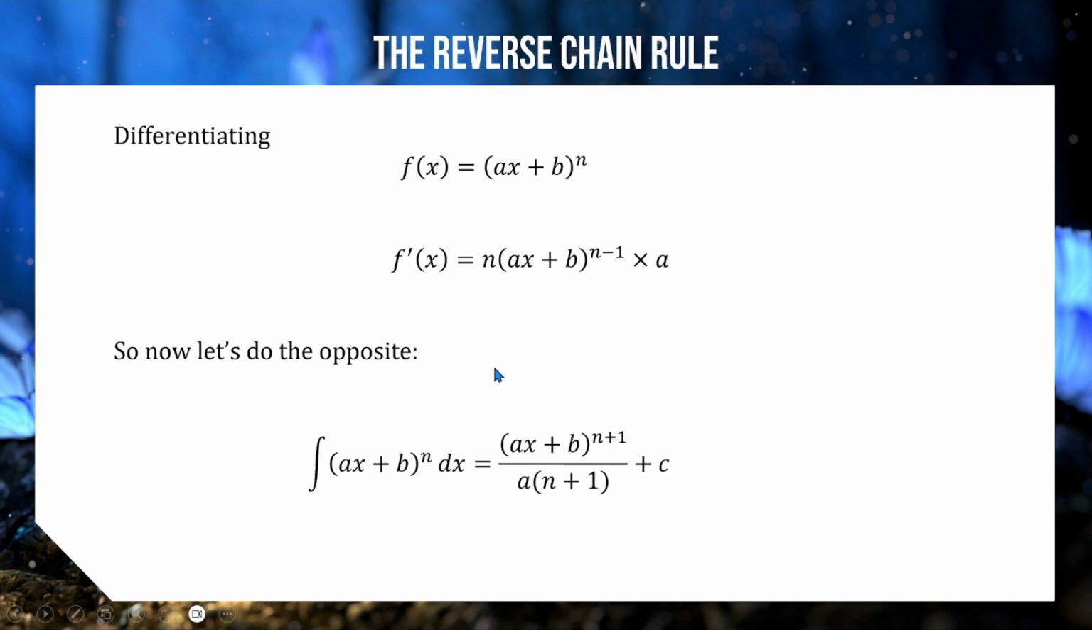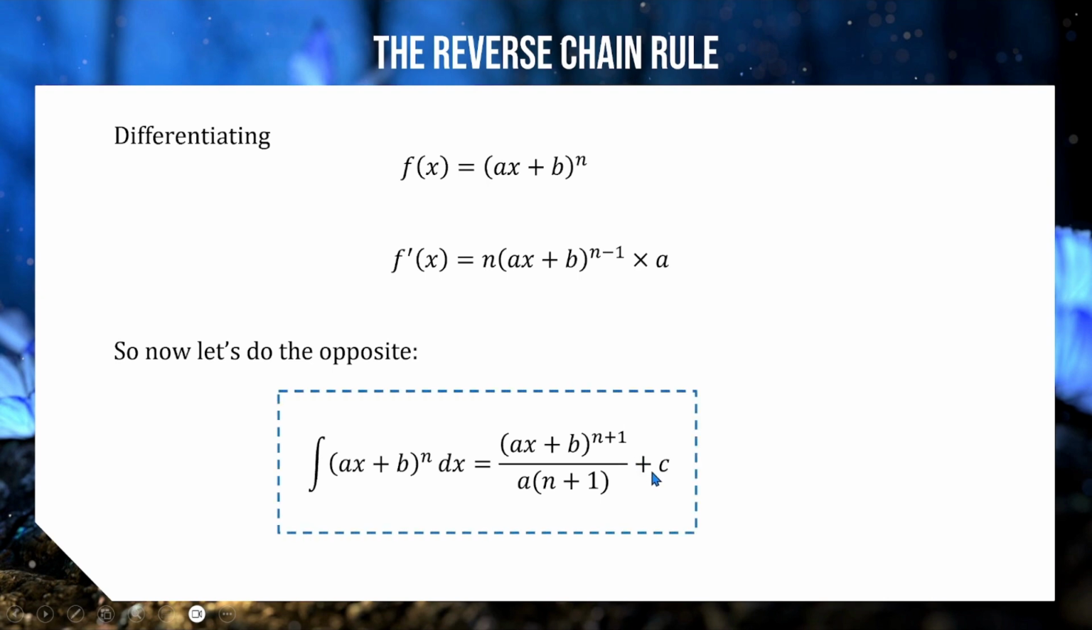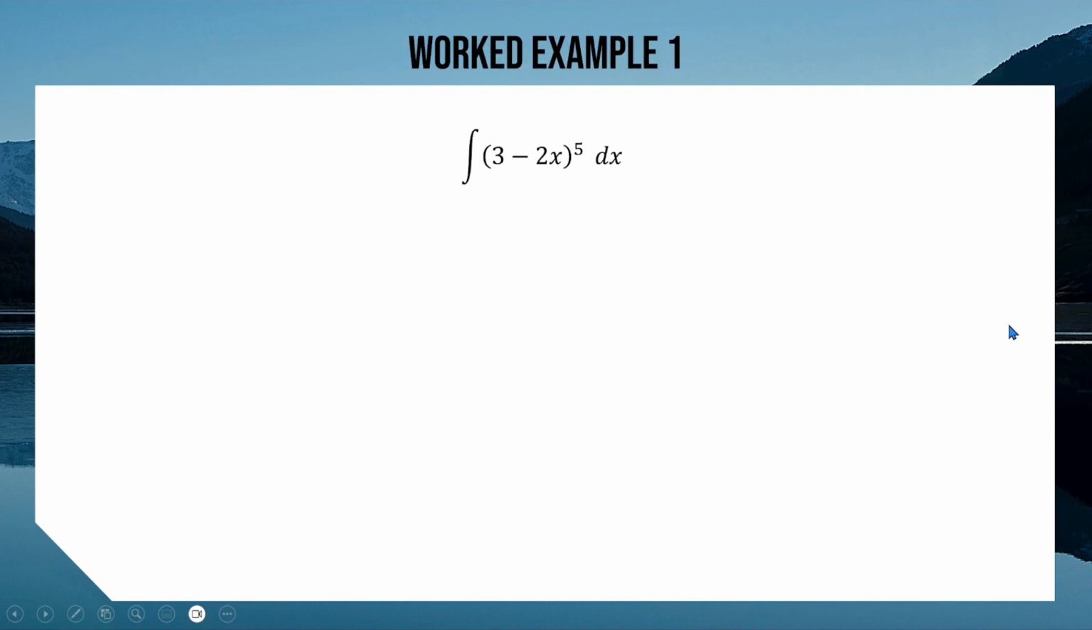So instead, we are going to raise the power by 1. We are going to divide by the new power, like we've been doing all video. And now instead of multiplying by the derivative, which is a, we are going to divide by the derivative, which is a. That's why a is on the bottom, because it's being divided. And of course, don't forget your plus c. So this is the formula we're going to be applying for the next few minutes. So maybe jot this down and we'll work through some examples together, starting off with these ones.